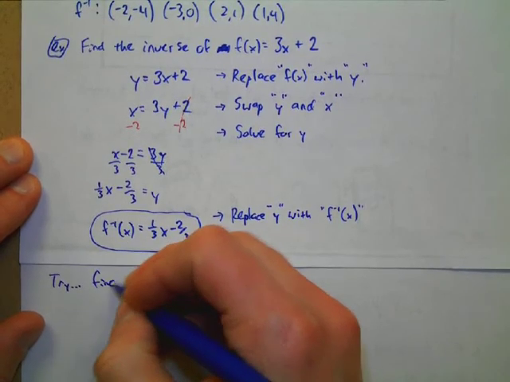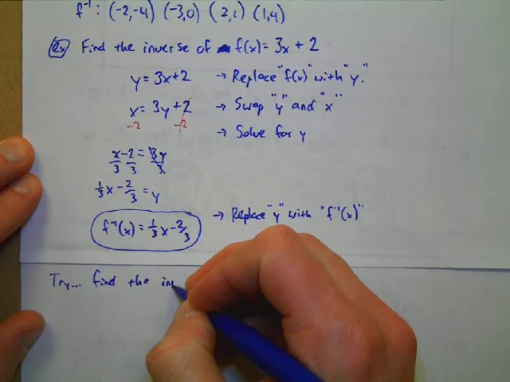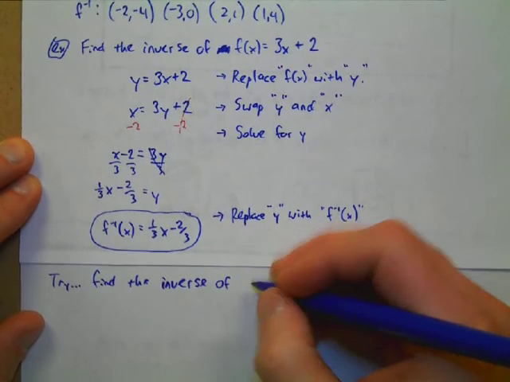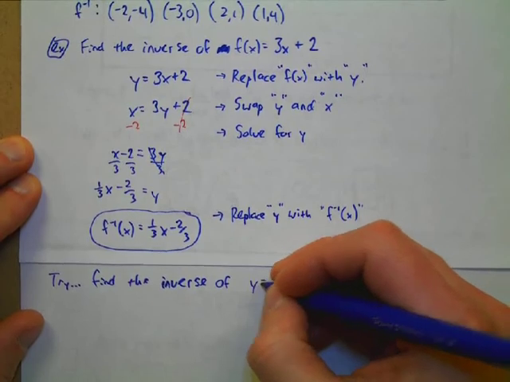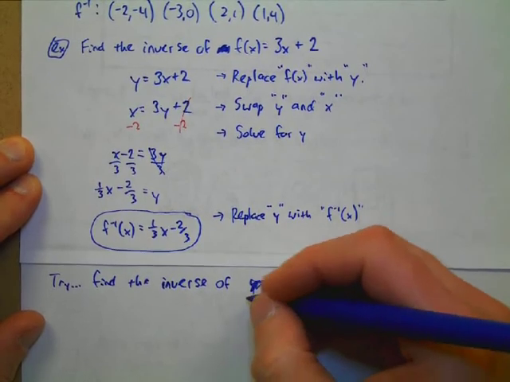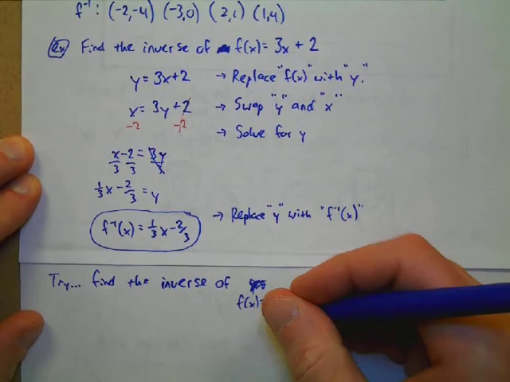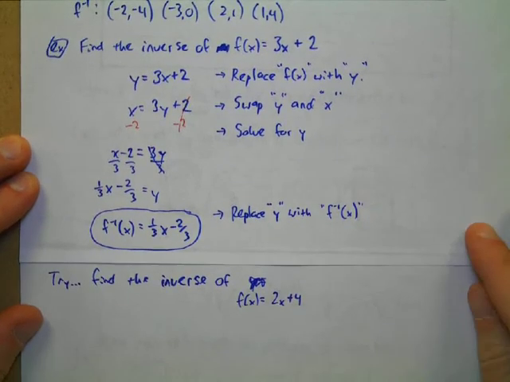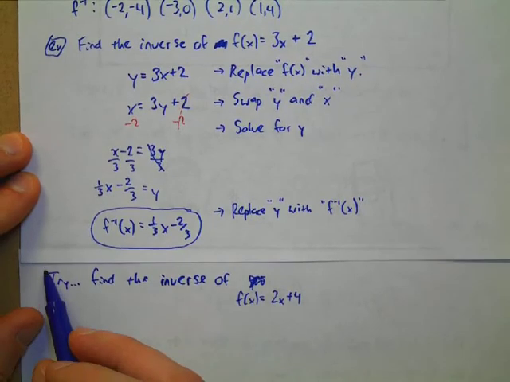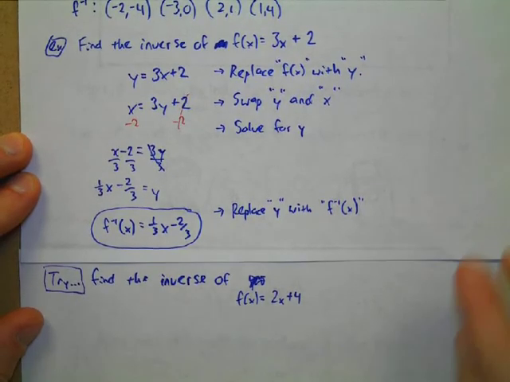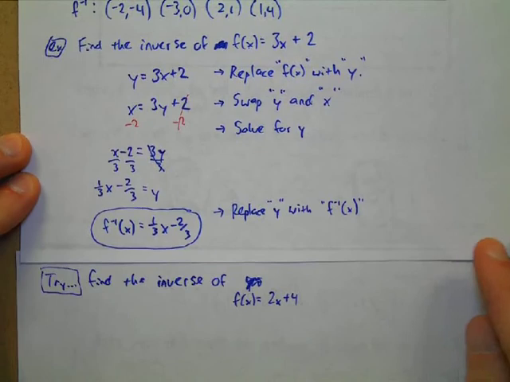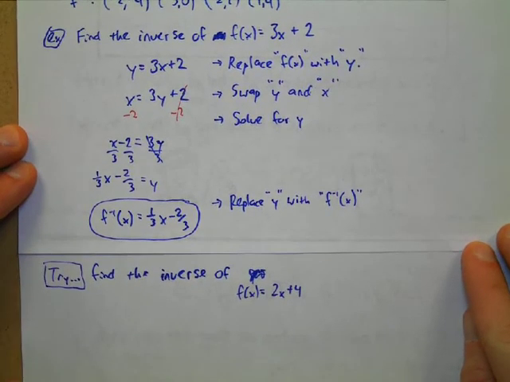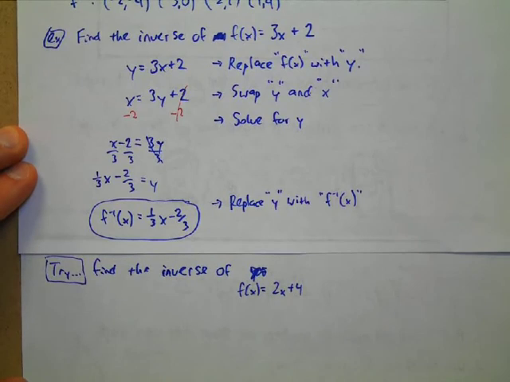Find the inverse of f of x equals 2x plus 4. Okay, so you guys try this one right down here, and I'll leave that other example up there for you to see. Take a minute there. Go ahead and give that a try.